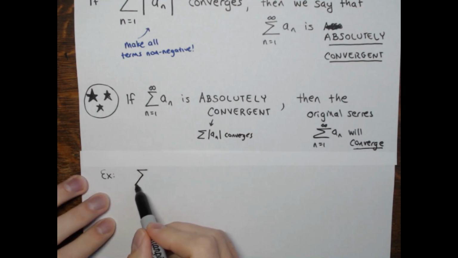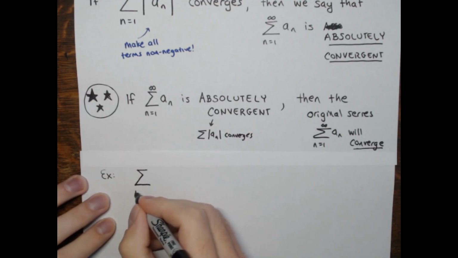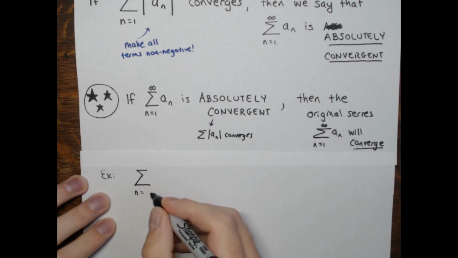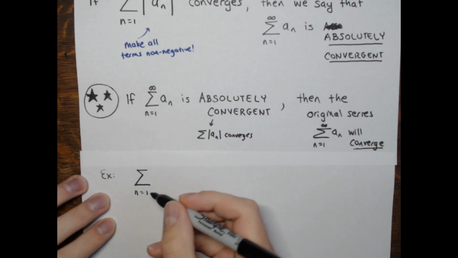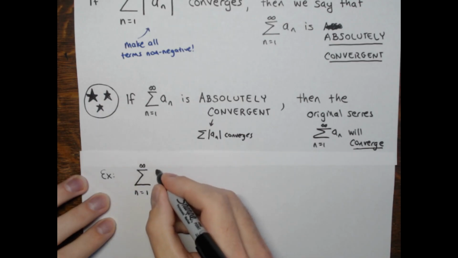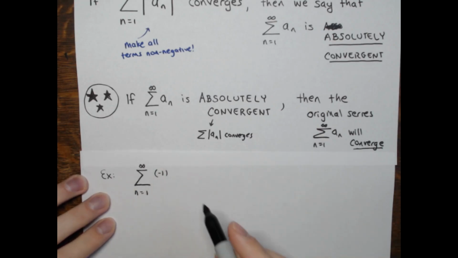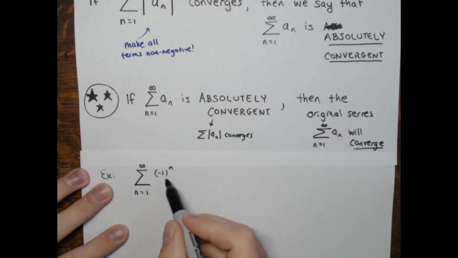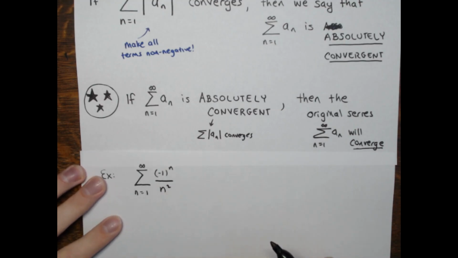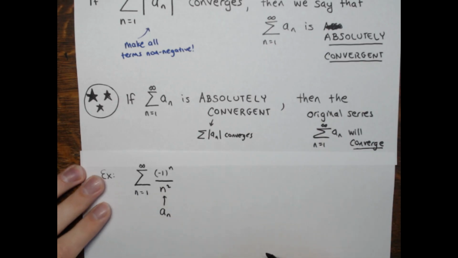Say we're given this sum from n equals 1 to infinity of, and I'll make it alternating. I know we could say it's convergent by the alternating series test, but let's go: (-1)^n over n squared. So here's my a sub n.